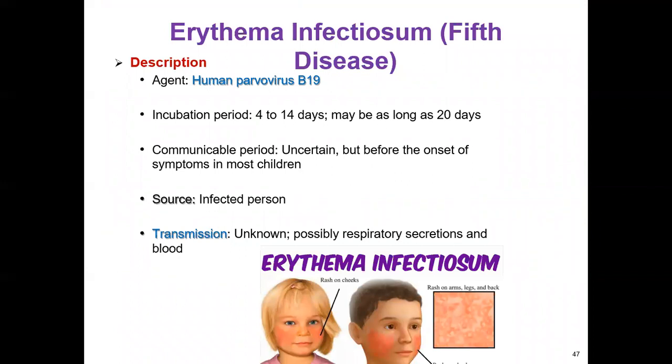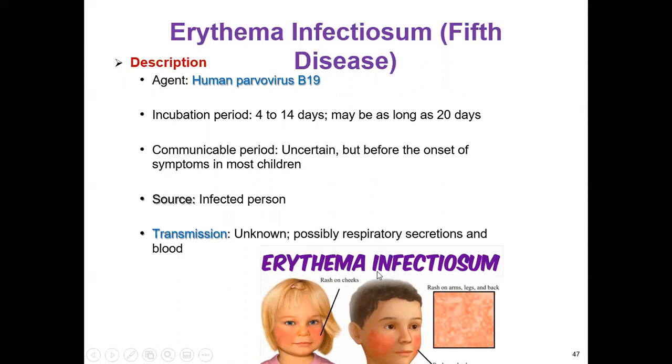The next disease is erythema infectiosum, also called fifth disease. The organism that causes fifth disease is human parvovirus B19. The incubation period is 4 to 40 days. The source is an infected person, through droplets or blood. The mode of transmission is unknown, possibly respiratory secretions and blood.